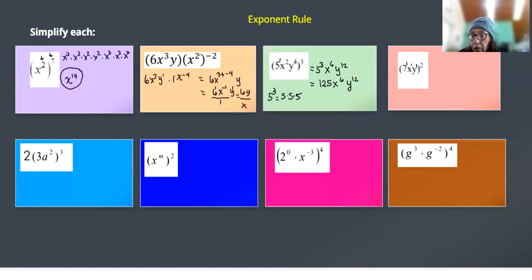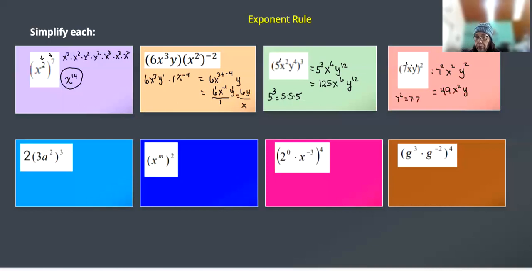All right. So I've got 7, and then 1 times 2 is 2. I've got x to the 1. 1 times 2 is 2. I've got y to the 1. 1 times 2 is 2. And then 7 squared is 7 times 7, which is 49.